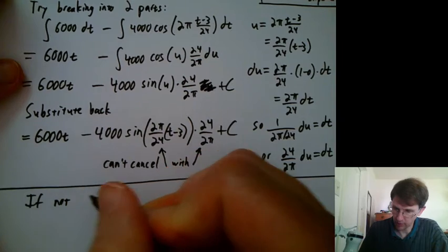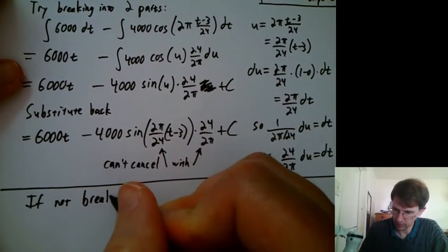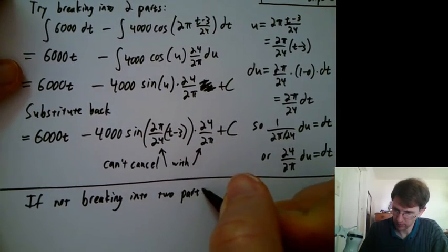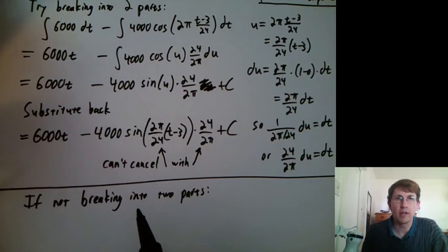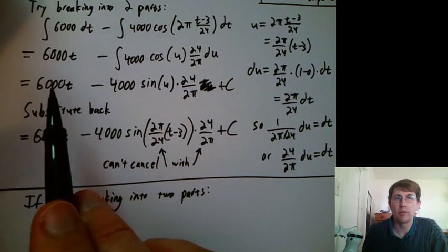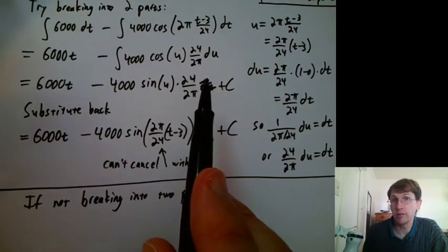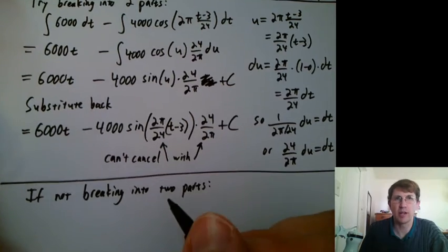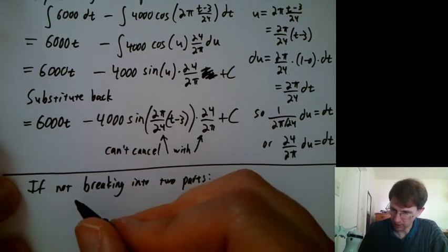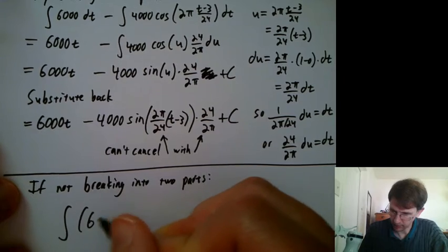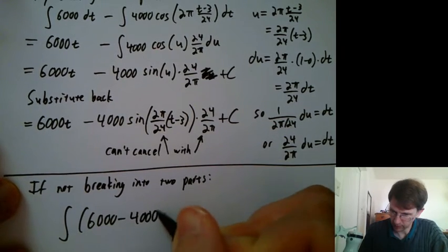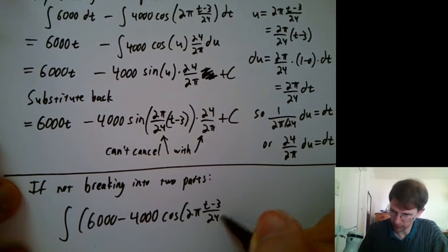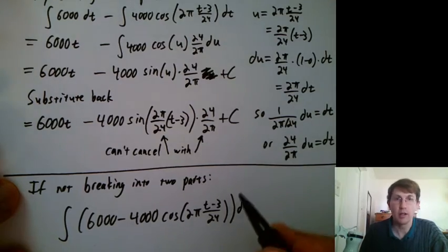If you're not breaking into two parts, I like the idea of not breaking it into two parts because then we get one formula all at once that's the antiderivative. Here we kind of got our antiderivative in bits and pieces. But this does end up kind of nastier, but I still want to show it anyway. So let me copy the problem again. 6,000 minus 4,000 cosine 2 pi t minus 3 over 24 dt.